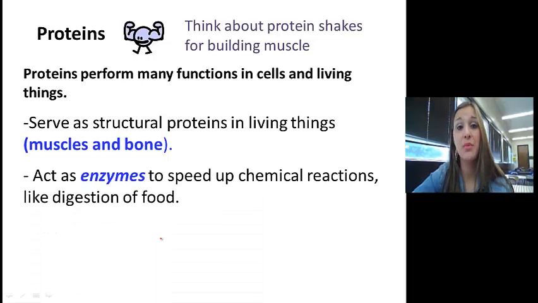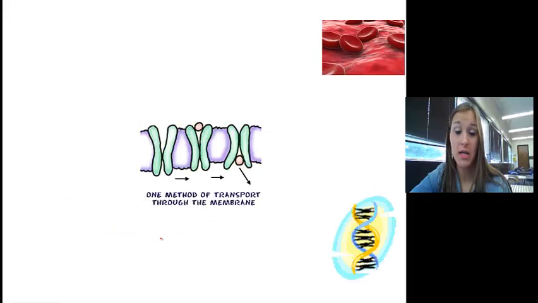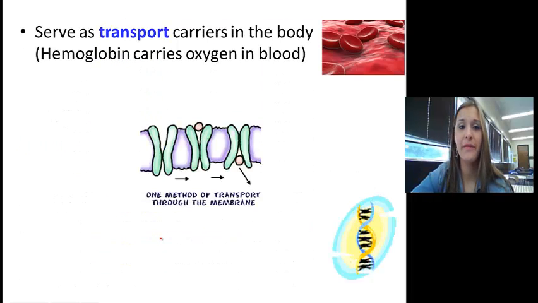But there are also proteins that do other things, such as acting as enzymes. Enzymes are things in our body that speed up chemical reactions, like helping us to digest things more quickly. Some proteins are also antibodies, which help fight diseases in our bodies. Then there's even other proteins that serve as transport carriers in the blood.